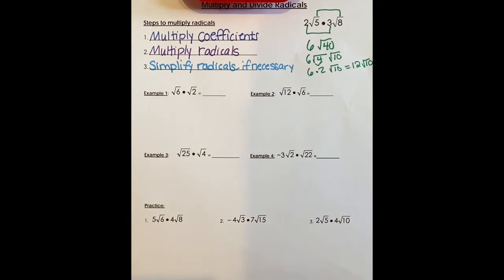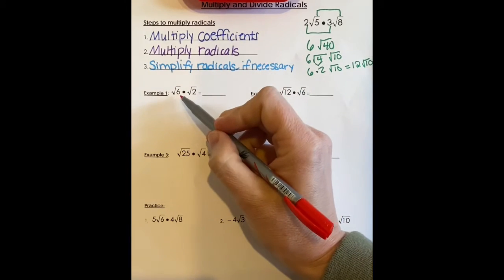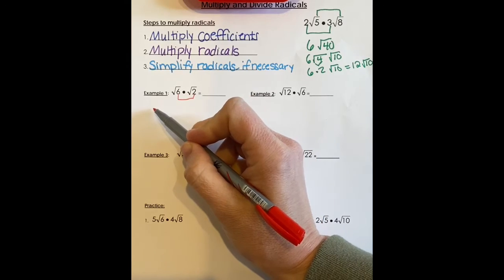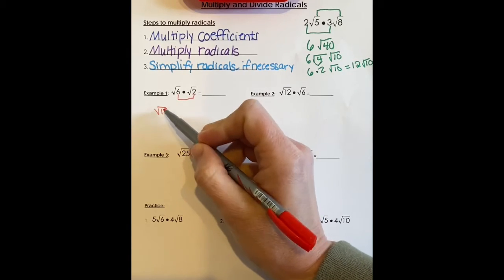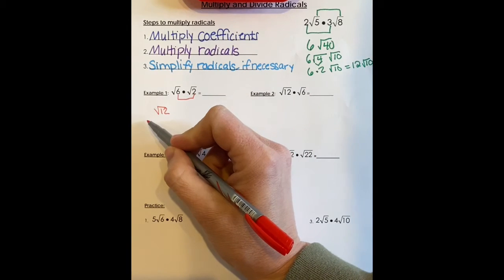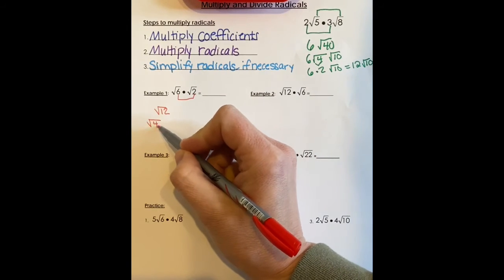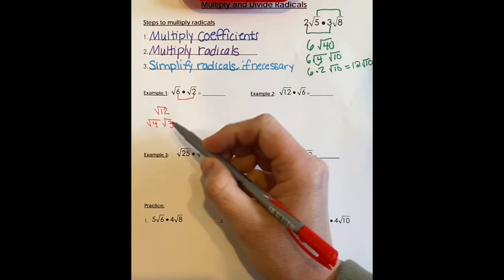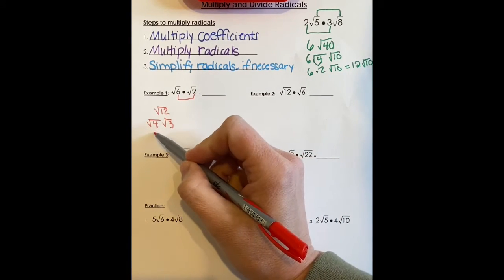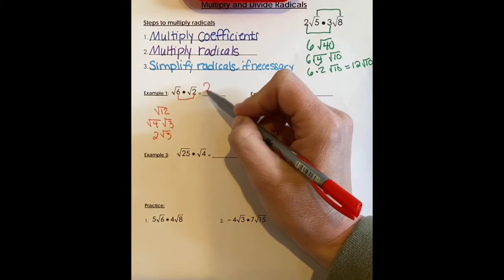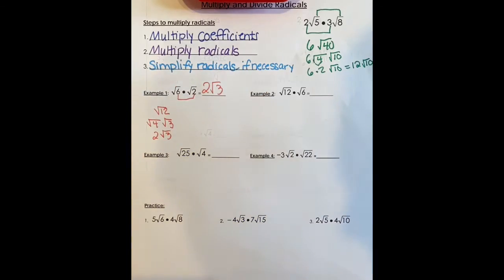Okay, so example 1, we have radical 6 times radical 2. So we multiply those together, which would give us radical 12. And now I want to simplify radical 12 because it contains a perfect square factor of 4, because radical 4 times radical 3 would be equal to 12. And the square root of 4 is 2. Bring down the radical 3, and this would simplify to 2 radical 3.